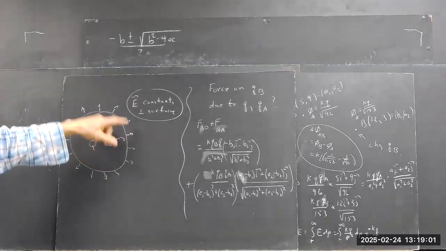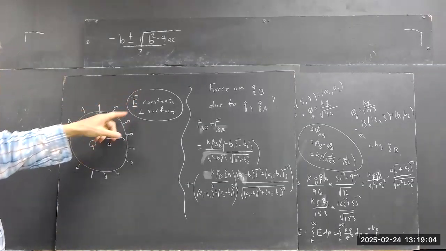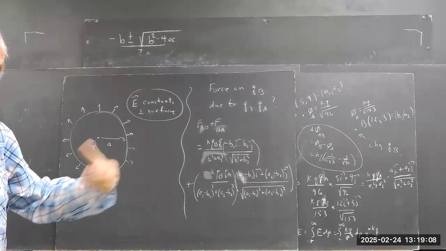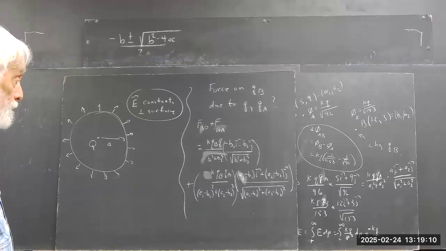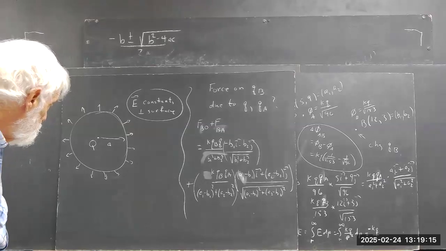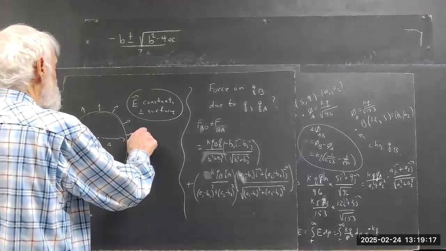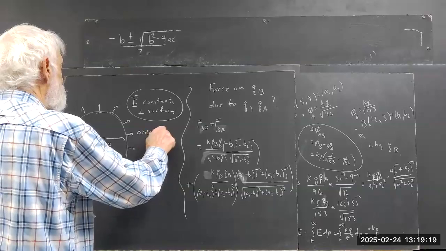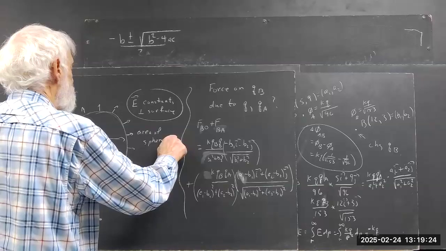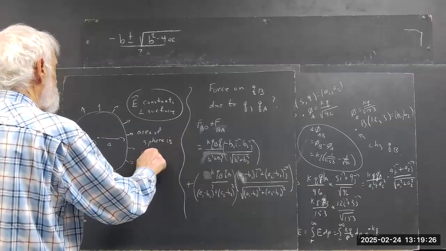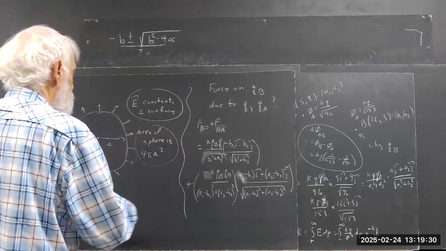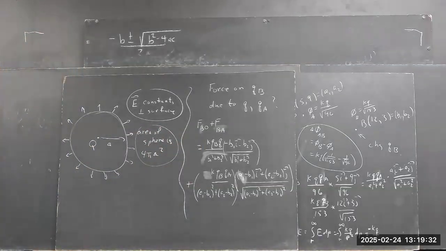E is constant, since it's a sphere; your E is going to be in the direction of your radial line. The radial line is always perpendicular to a circle or a sphere. Area of the sphere is 4 pi A squared, which you should always be able to derive by integration.